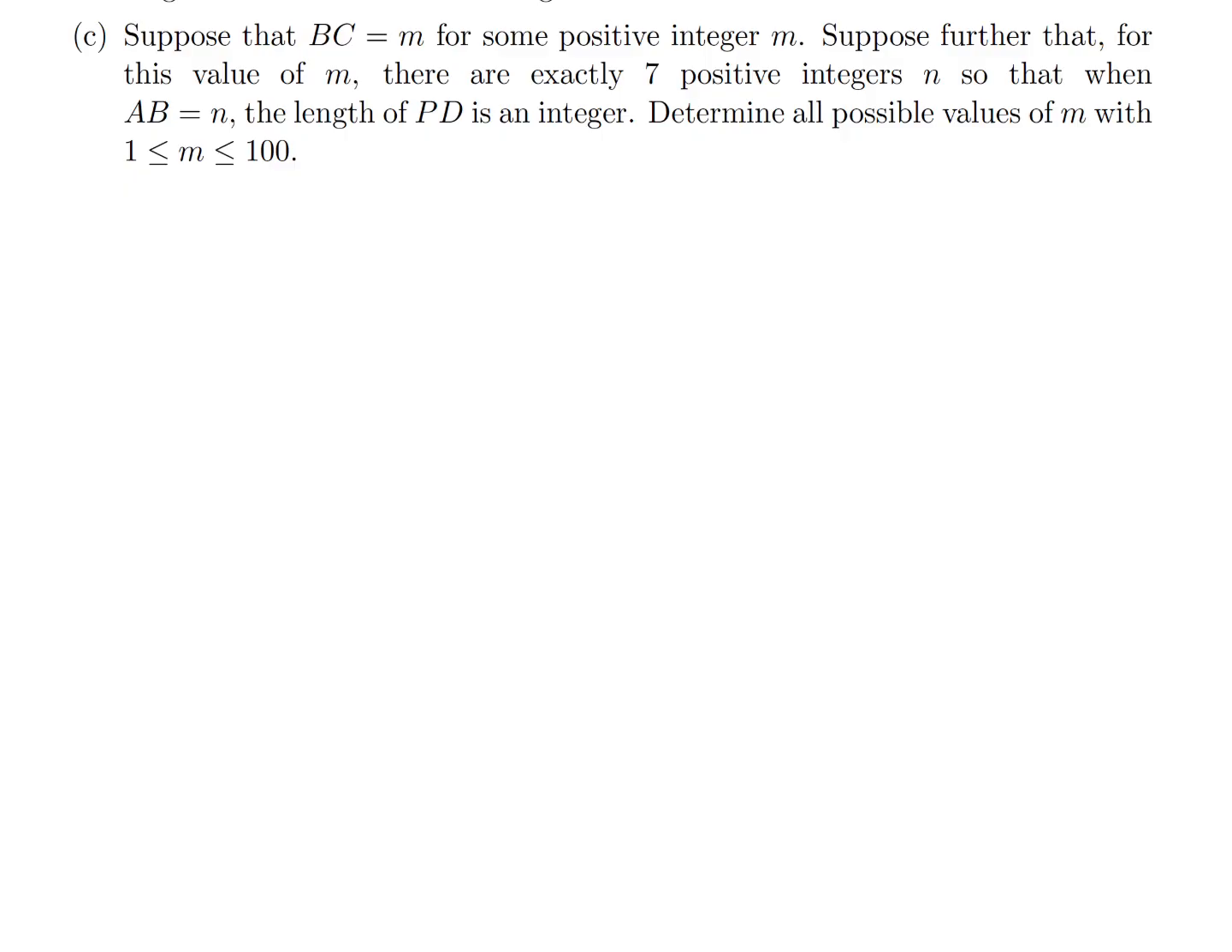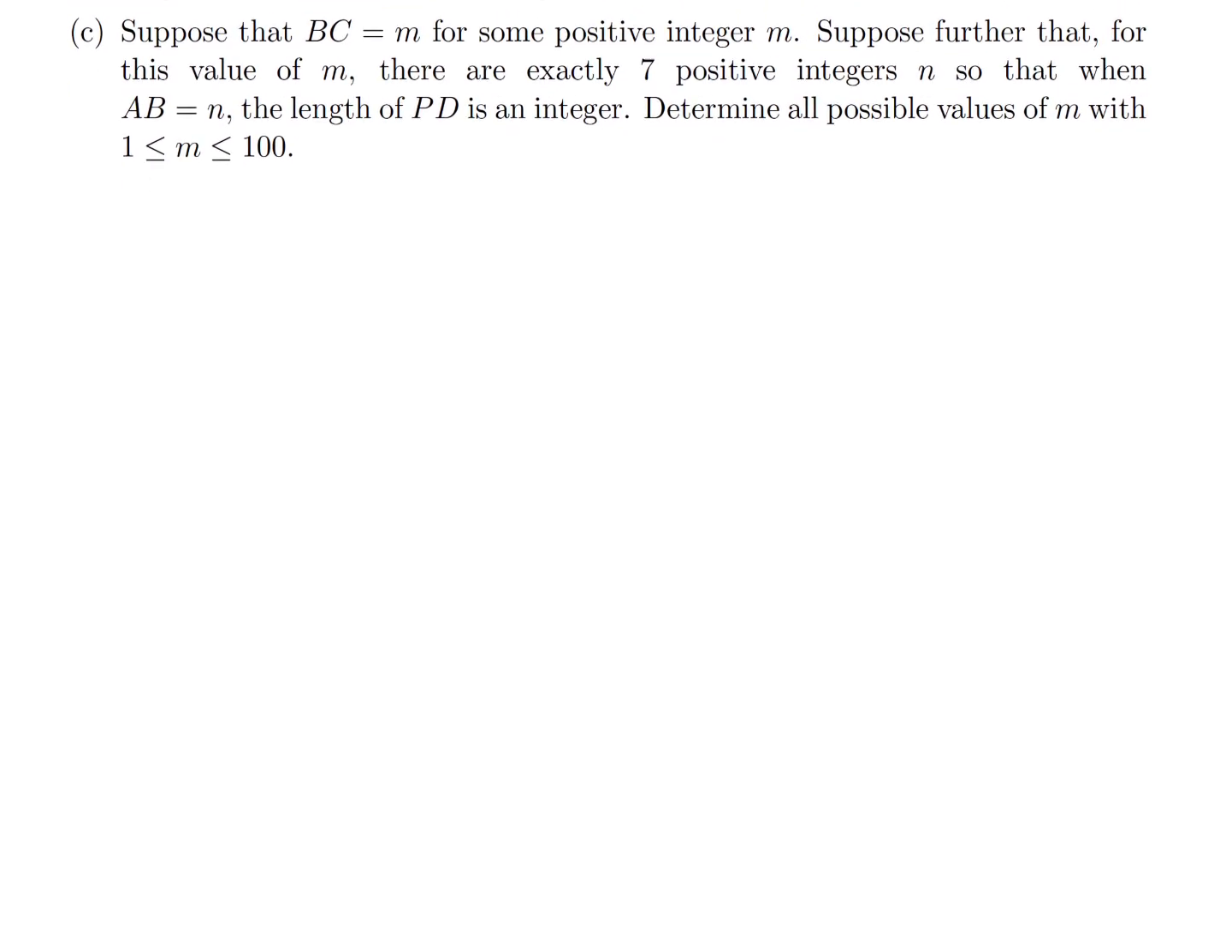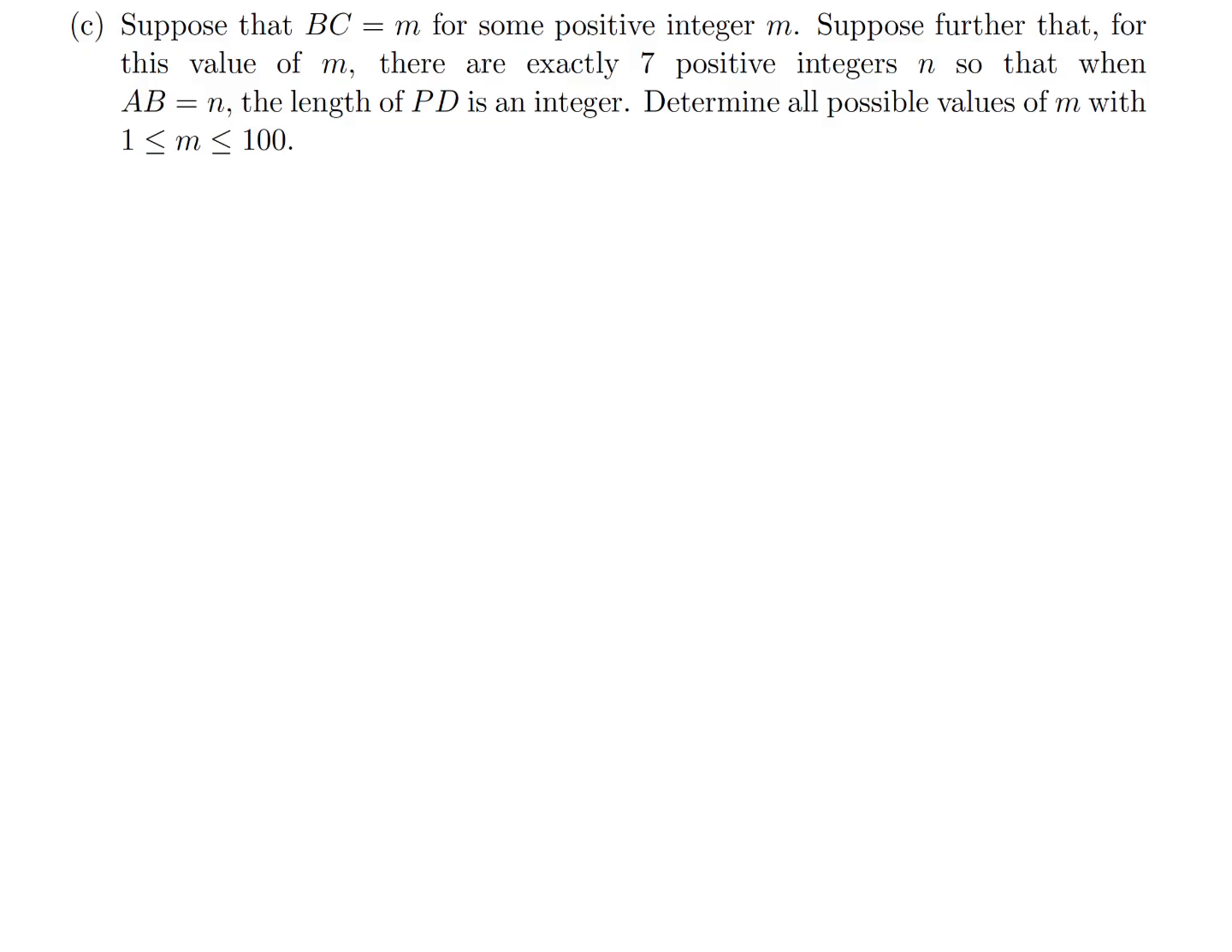Suppose that BC is m for some positive integer m. Suppose further that for this value of m there are exactly 7 positive integers n, so that when AB is equal to n, the length of PD is an integer. Determine all possible values of m that satisfy m is between 1 and 100 inclusive.